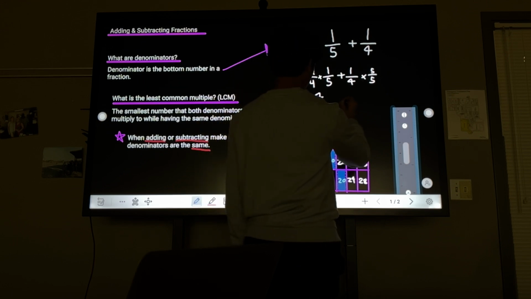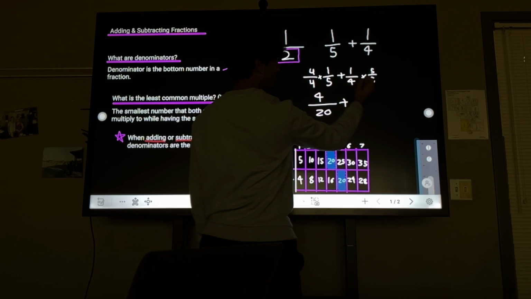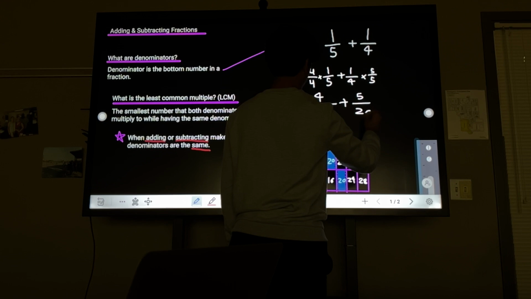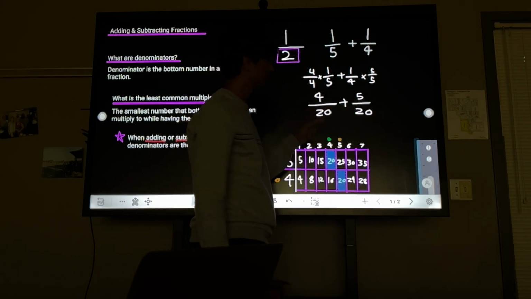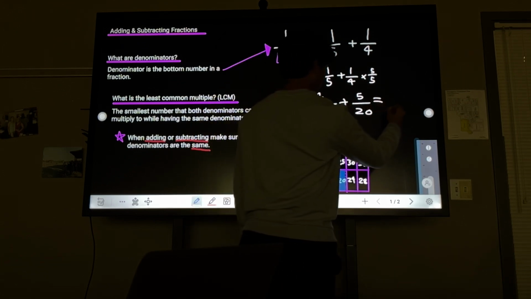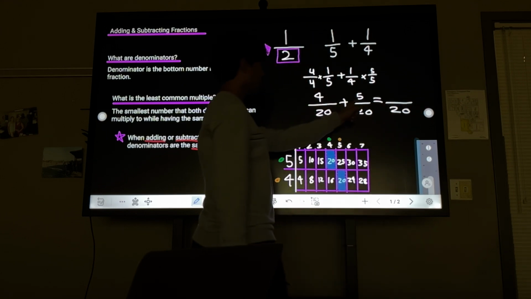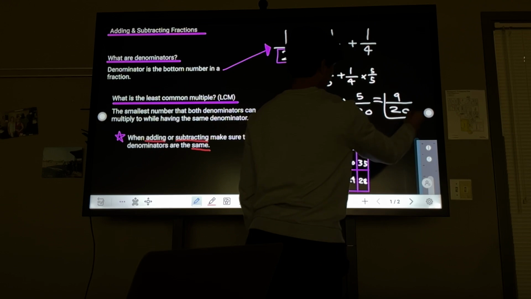And then we do addition. And we see that 5 times 1 is 5. 4 times 5 is 20. There we go. Now once you have the same denominators, it's pretty simple. All you have to do is add across and make the denominator the same. So you do equals, keep the denominator the same, because you're not adding those. You're adding the numerators. 4 plus 5 is 9. There we go, and that's your answer.